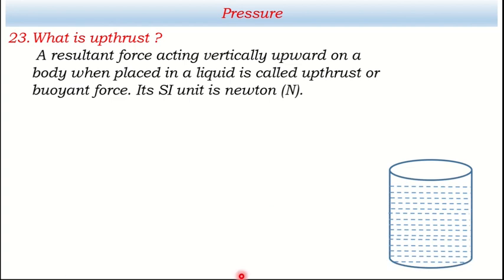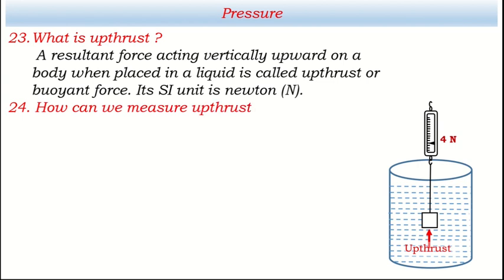Let's say we have water in a vessel, and a body is first weighed in air. Let's say its weight is 5 Newton. Now we immerse this body into water, and when it is immersed and weighed again, the weight is found to be reduced. Let's say its weight is reduced to 4 Newton. Now 1 Newton is lost. Why? Because the water exerts an upward force on the body, and this force must be 1 Newton, which is the reduction in the weight. This way we can understand upthrust.